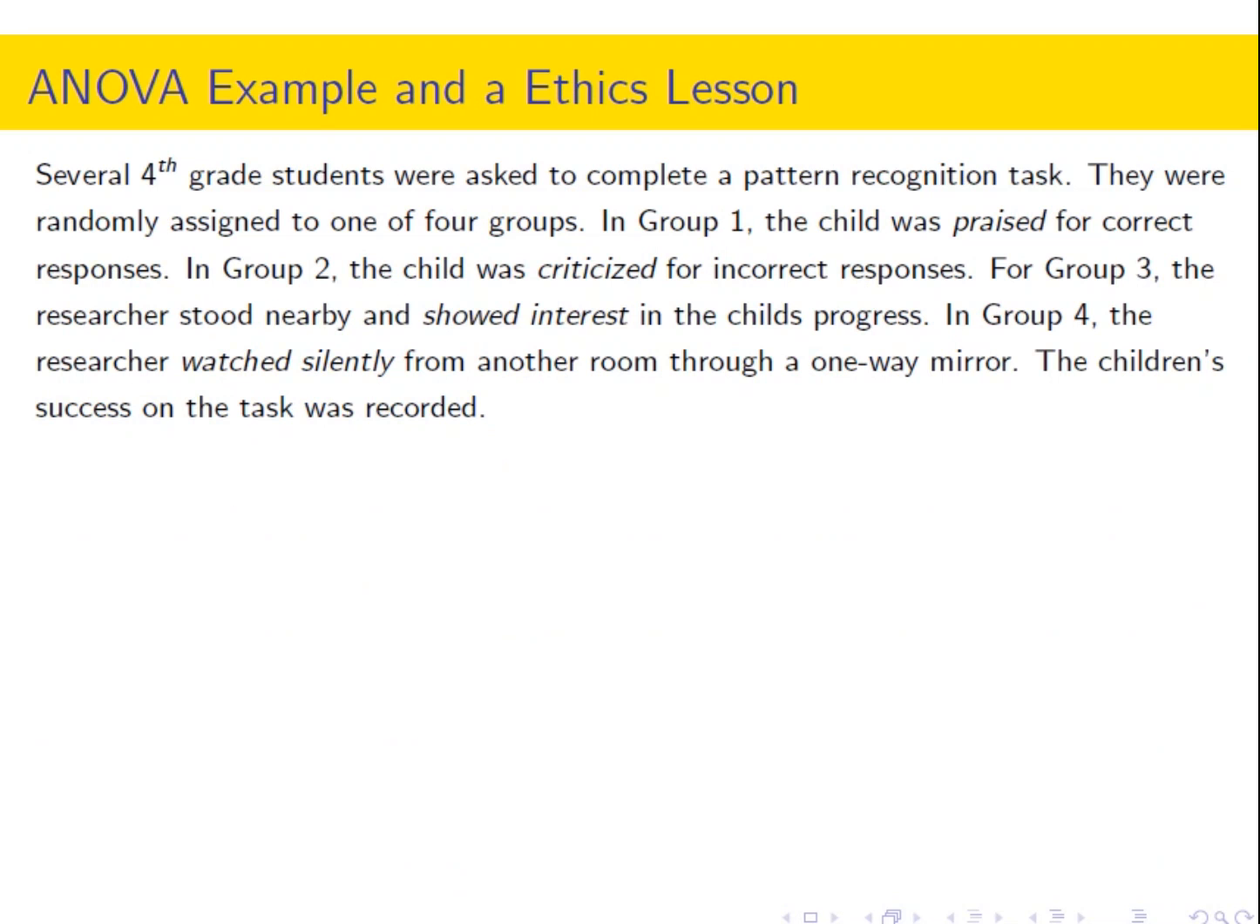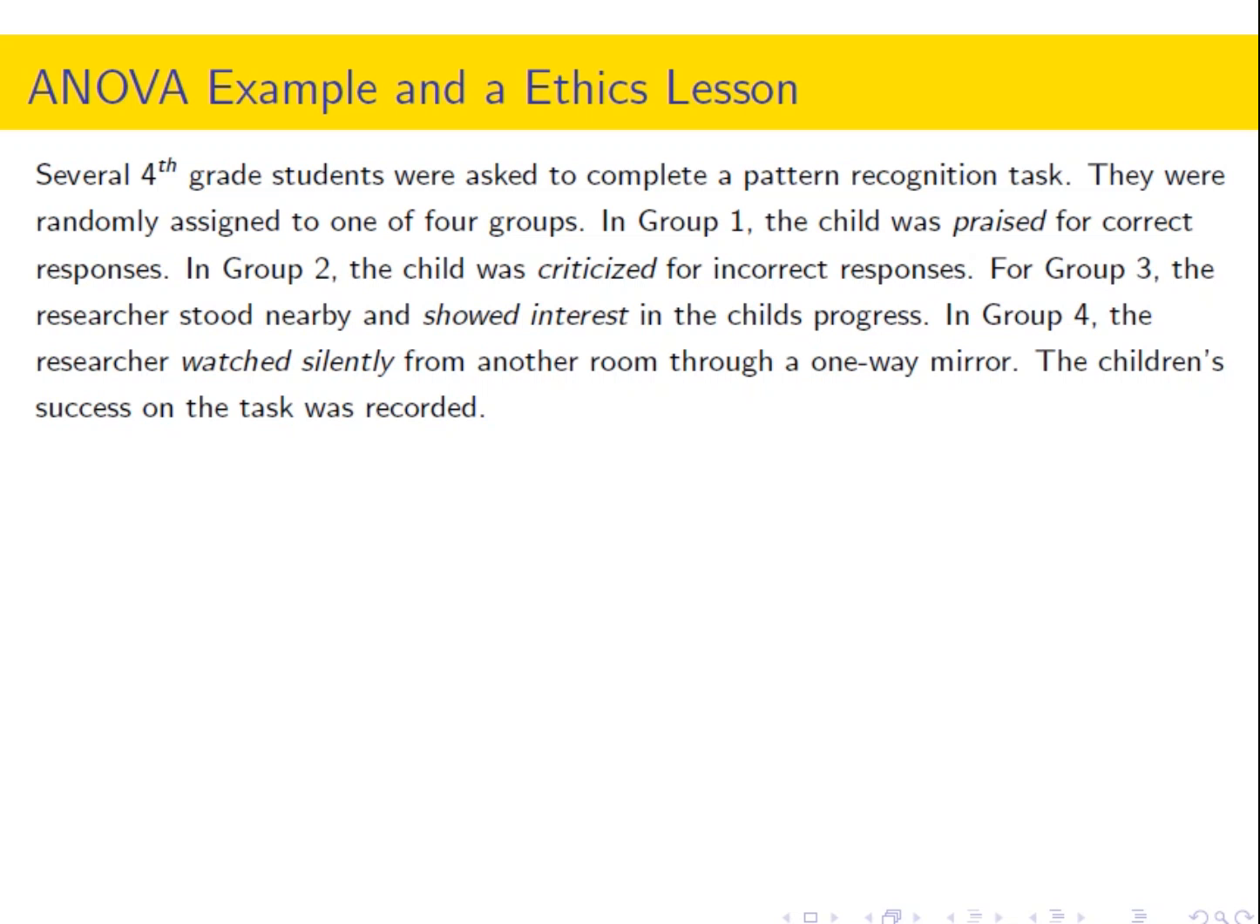So let's take a look at this example. I found this in a statistics book. It was a report of real research, and I was appalled. They split these fourth graders. Fourth graders, what are they? They're 9 or 10-year-olds, right? And the task was a pattern recognition task.